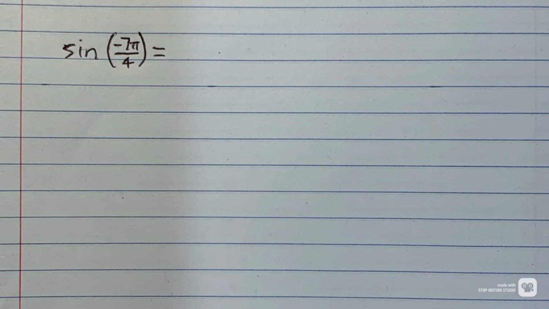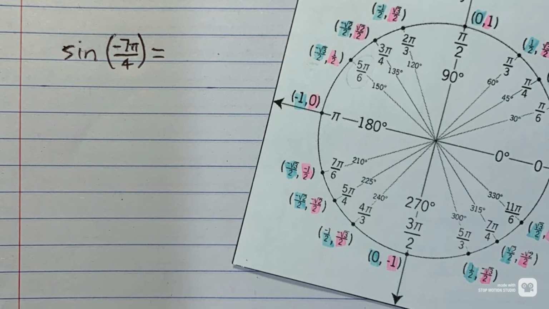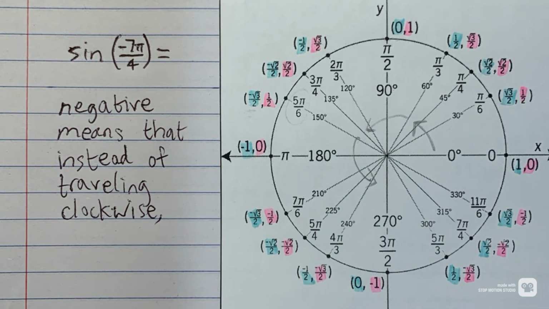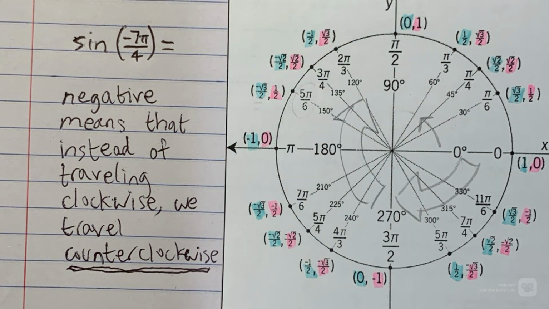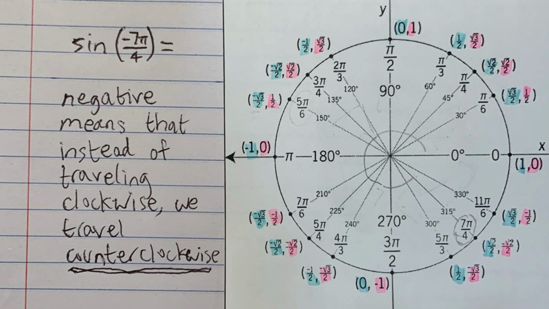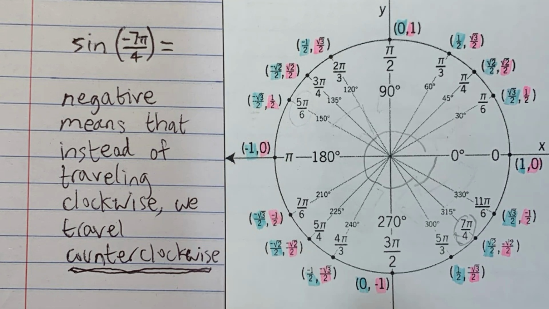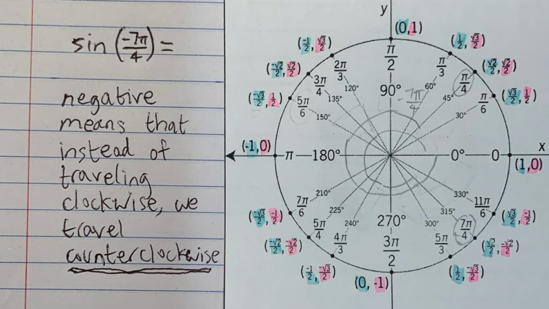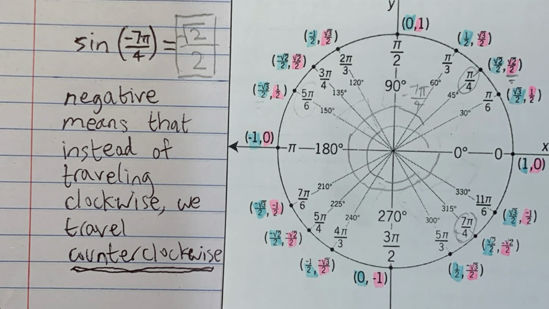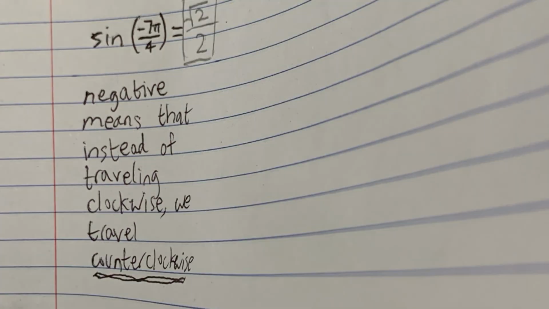So let's try a problem with a bit of a twist to it. What is the sine of negative 7 pi over 4 equal to? Well, we could try to use our unit circle, but there's a negative. What does that mean? Well, the negative simply means that instead of traveling counterclockwise on the circle, we go clockwise. So instead of traveling 7 pi over 4ths counterclockwise, we go the other way, all the way to pi over 4. And remember, sine is the y value of pi over 4 here, so that means that this entire thing evaluates to radical 2 over 2, and that is our answer.